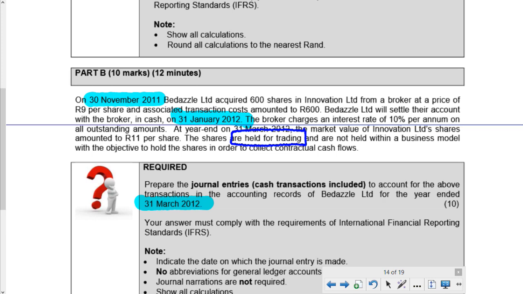So you know what held for trading means. It means fair value through P&L, which means the fair value movements go through P&L. It also means that transaction costs get expensed. 10 marks for journals. If you see this in an exam, you should be going, yay, 10 marks, done, finished. Okay, let me see those journals.